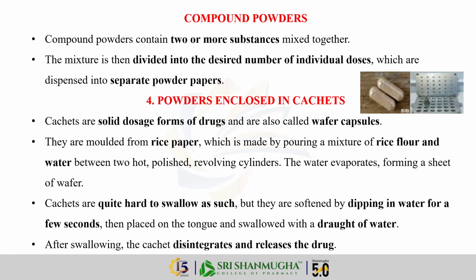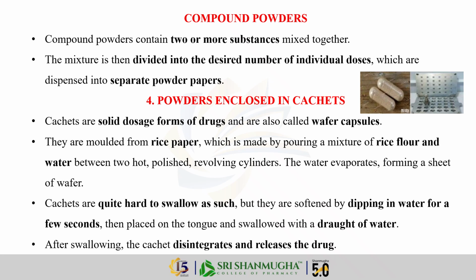Two or more substances mixed together are called compound powders. The mixture is then divided into the desired number of individual doses which are dispensed into separate powder papers. Next one, powders enclosed in cachets. Cachets are solid dosage forms of drugs and are also called wafer capsules.